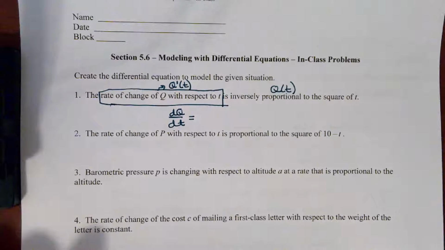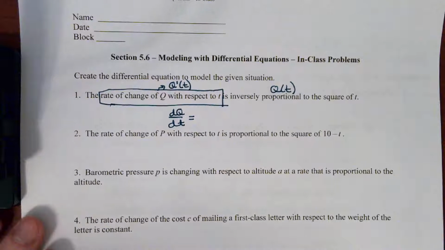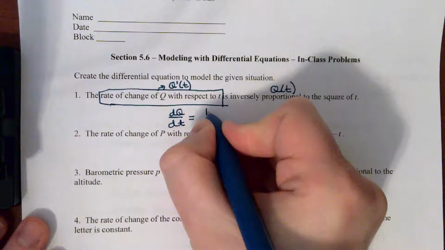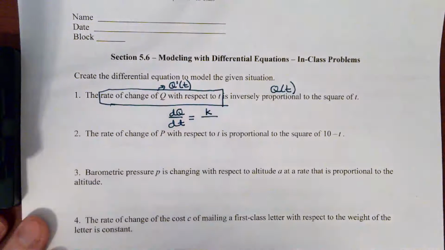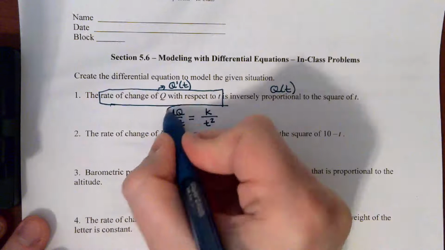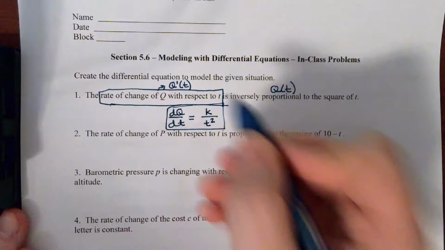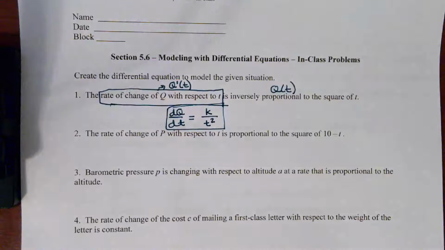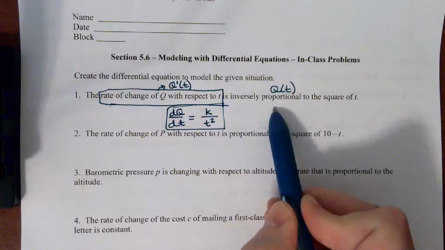Now, if this is inversely proportional to the square of t, because it's inversely proportional, I'm going to do my constant, and then I'm going to put the variable in the denominator. Proportional to the square of t, it's going to be over t squared. And here's the differential equation that corresponds with that language. The rate of change of q with respect to t. That's like saying, let's find the derivative of q, and my variable is t, is inversely proportional to the square of t, equals k over, because it's inversely proportional, t squared.